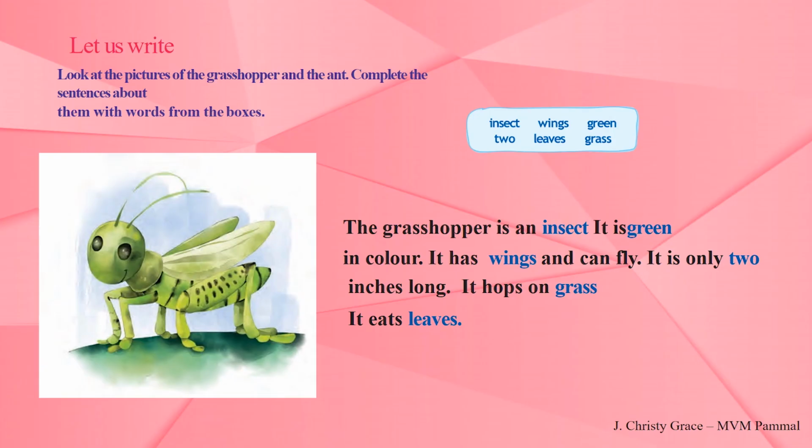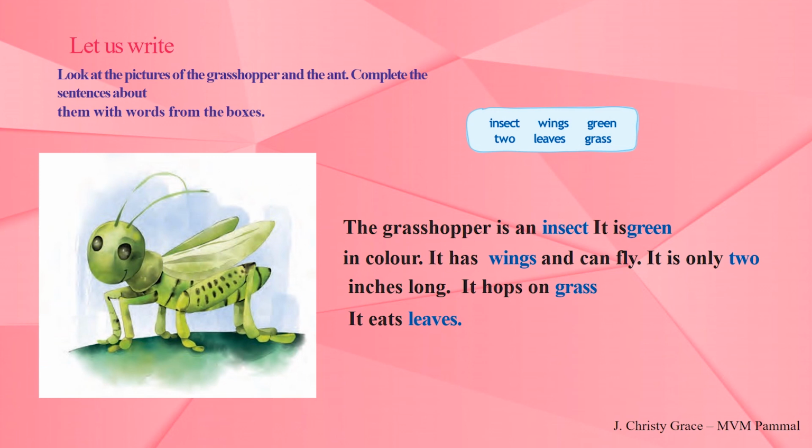Let's write. Look at the picture of the grasshopper and the ant. Complete the sentences about them with the words from the boxes. You just see the picture. Here we have given some of the words in a box. So we are going to complete these sentences by using these words. Shall we do it now? Right. The grasshopper is an... What is that?